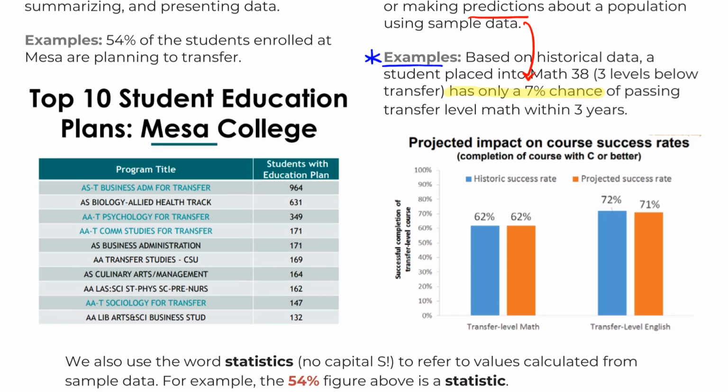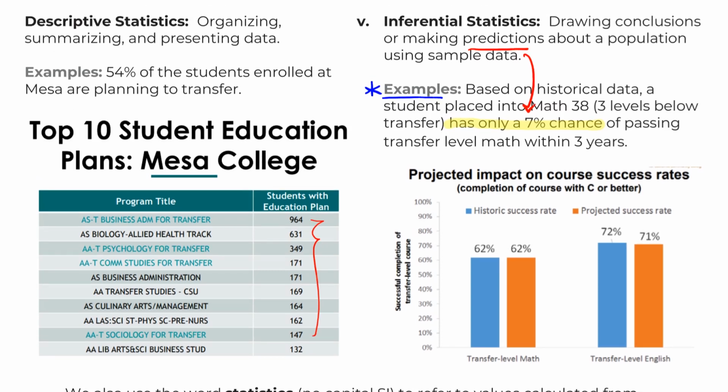So a better example of descriptive and inferential, the two different graphics here. The top 10 education plans, here they're just telling us the number of students in each of these ed plans. There's nothing that they're trying to predict here. They're just describing what the data tells them. Versus inferential statistics here, they're giving us historical success rate and projected success rate for these particular things. So this projection here is why we're dealing with an inferential statistic in this particular case.